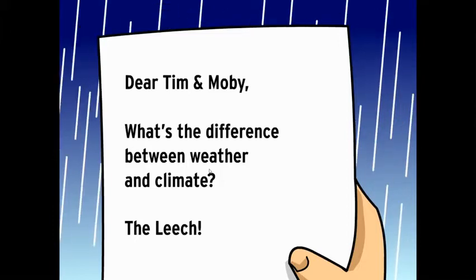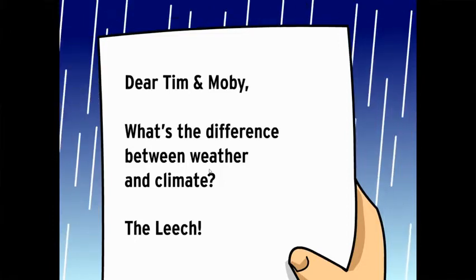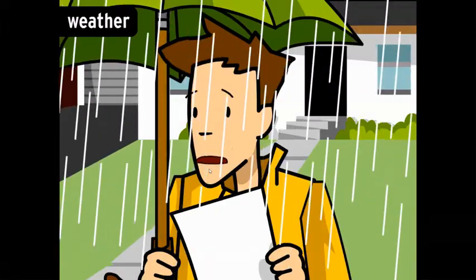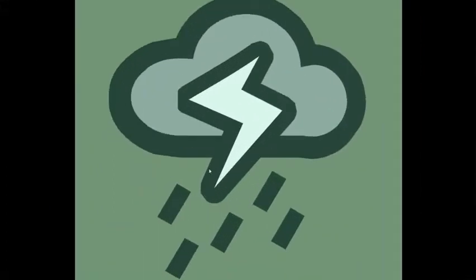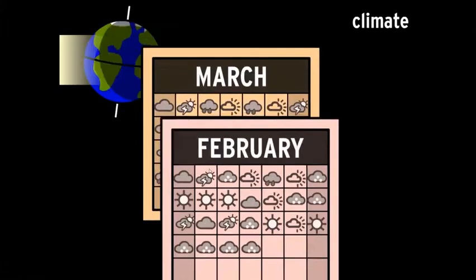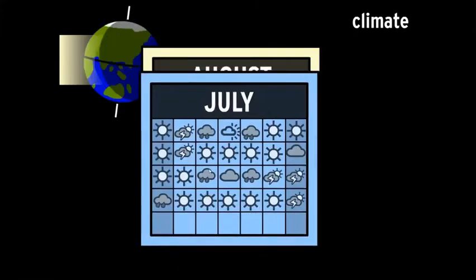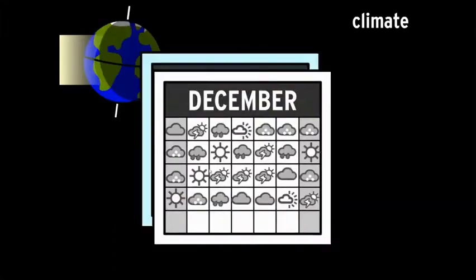Dear Tim and Moby, what's the difference between weather and climate? Weather is what's going on with the atmosphere at any particular time. Right now, it's not looking so good. Climate is an area's pattern of weather over a long period of time.